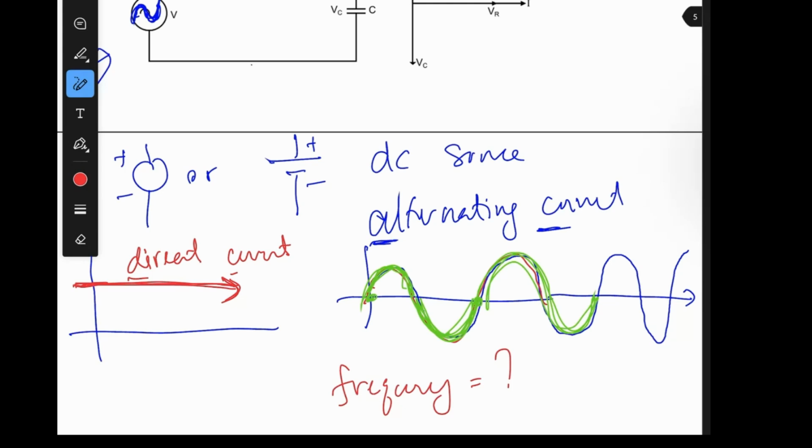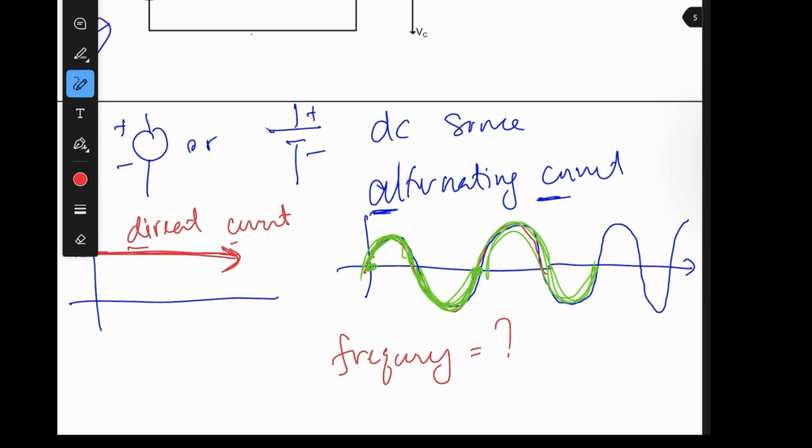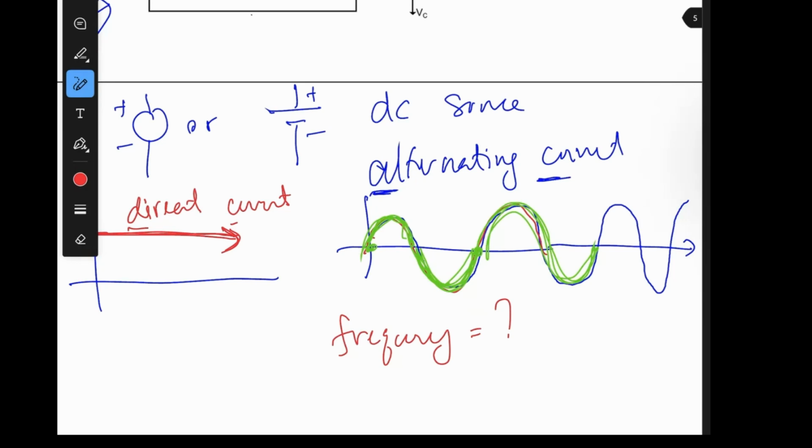Does anyone know what frequency is? What is frequency? One over T. What is T? Time. Time to complete one cycle. This is one over this T, the time taken for one complete cycle. This is half cycle and another half cycle. So one cycle time.